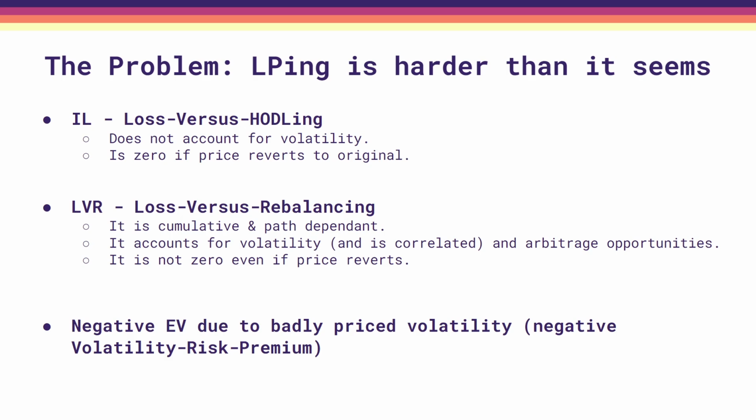LVR, on the other hand, is path dependent. It takes into account rebalancing and arbitrage opportunities given a time series of prices. It occurs mainly due to AMMs having stale prices. Moreover, it has been proven that LPs have underpriced volatility and therefore market risk, foregoing additional profits and having a negative volatility risk premium. This can be demonstrated by deriving implied volatility from a Uniswap position and comparing it to realized volatility extracted from any liquid market where price discovery is supposed to occur, such as Deribit.